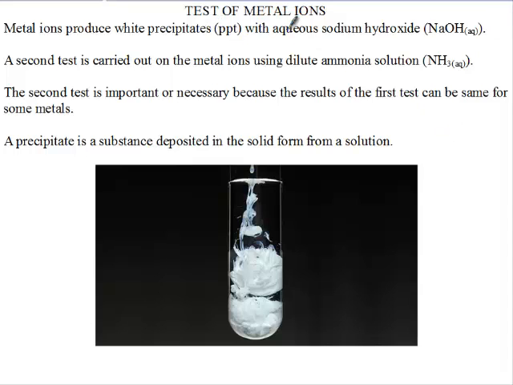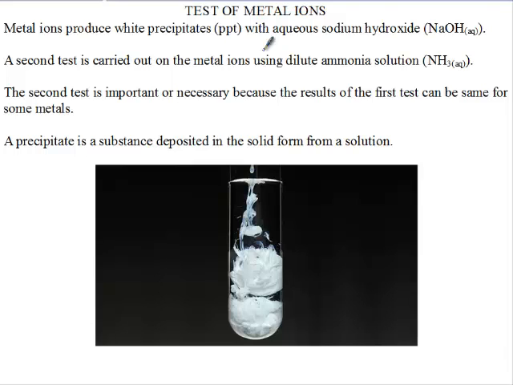Test of metal ions. Now, metal ions produce white precipitates. Sometimes you're going to see the word PPT used in the notes. When you see the word PPT, I'm talking about precipitates. They produce white precipitates with aqueous sodium hydroxide. When you put sodium hydroxide in solution, we call it aqueous sodium hydroxide, when you dissolve sodium hydroxide in water. Now, when you mix these two, they are going to produce white precipitates.